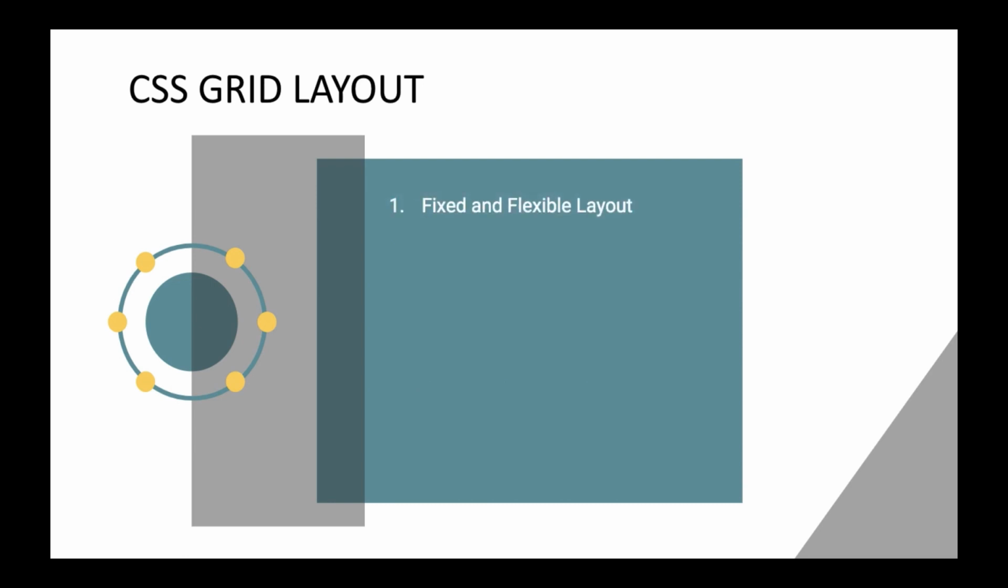Fixed and flexible layout. You can create fixed size tracks using pixel units, or to create a flexible size there is an FR unit. Don't worry about this. We will cover this in our future lectures. Next item is item placement. As the name suggests, it is how you place items in your grid.